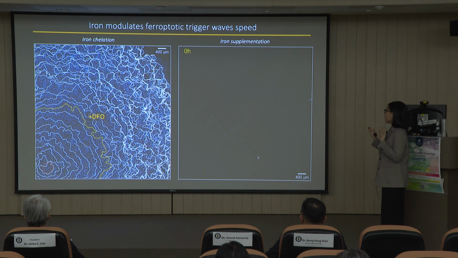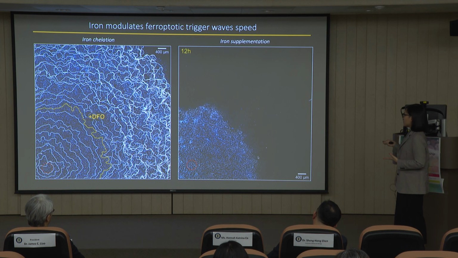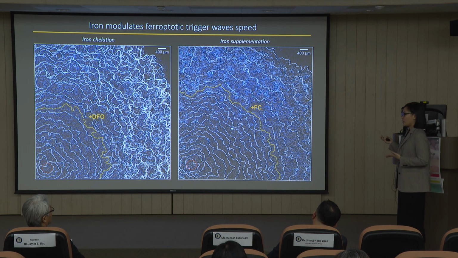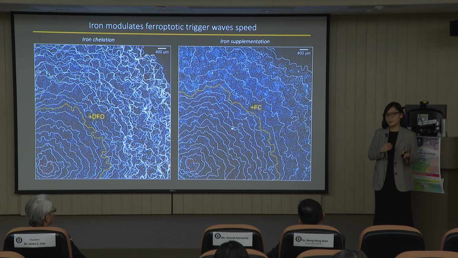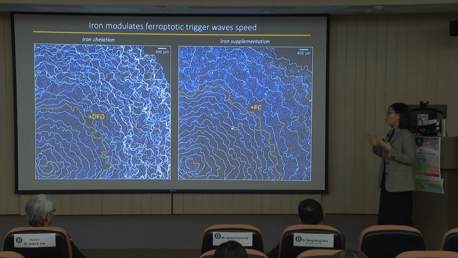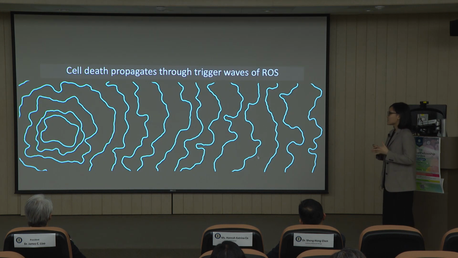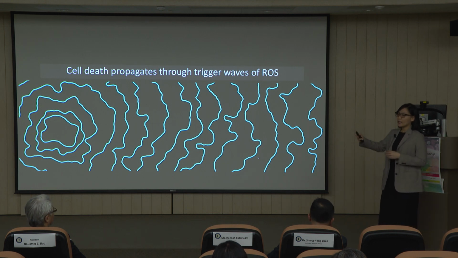And on the other hand, I can also supplement iron. So after photoinduction and wave propagation, I would then supplement iron. And you will obviously see the increase in the wave speed. So I can also perturb the other ROS feedback loops, and I did see an alteration in the wave propagation speed. So with these results, we have now shown that cell death could propagate as trigger waves of reactive oxygen species that are amplified in space.